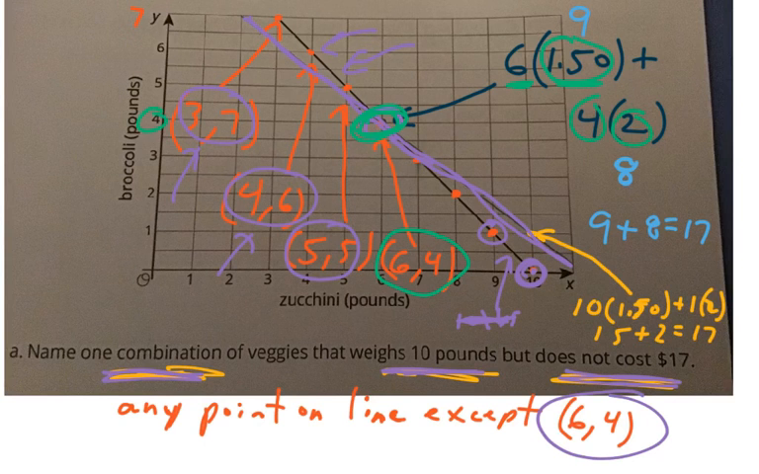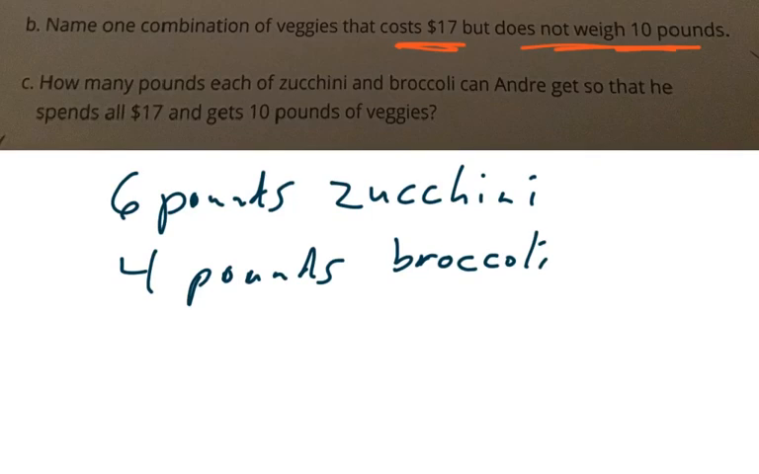If you do the math, 6 times 1.50 is 9. 4 times 2 is $8. Together, right here, you can see I end up with $17. So it worked out. In other words, if I have 6 pounds of zucchini and 4 pounds of broccoli, I just showed you mathematically that's $17, right? And so that's actually the answer for C.